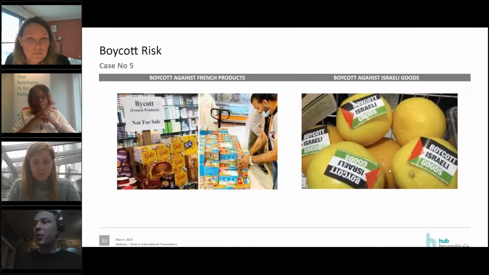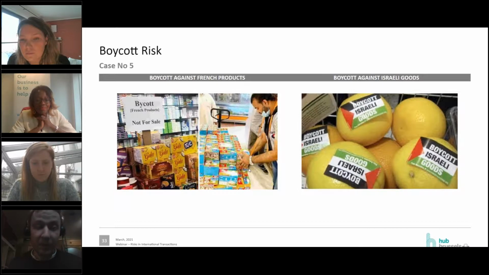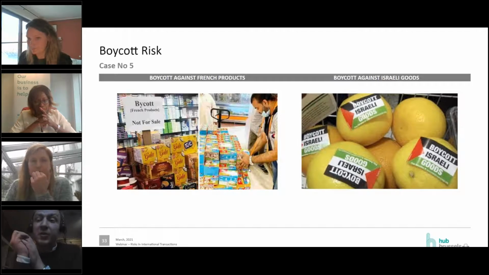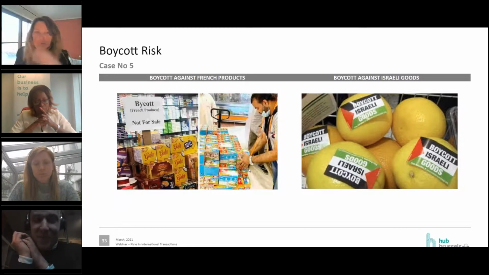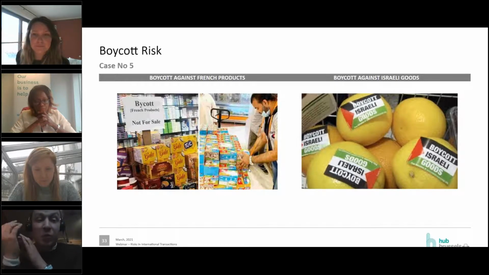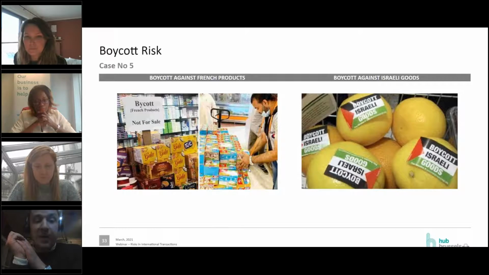So some examples of boycott risks. First one, boycott against French products. This is a recent one. The Muslim world boycott against French products. So remember, in October 2020, several Arab states called for a boycott of French products after the French President, my apologies, Emmanuel Macron, said that he would propose legislation to tackle Islamist separatism and paid tribute to history teacher Samuel Paty, who was murdered after showing caricatures of the Prophet Muhammad in class.